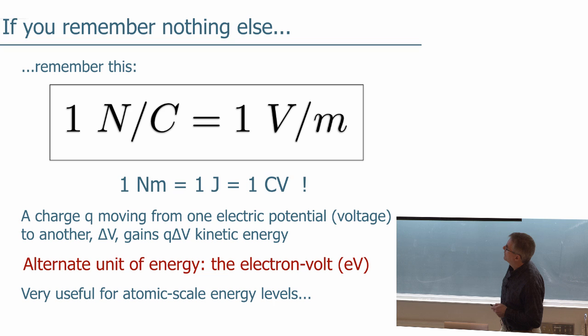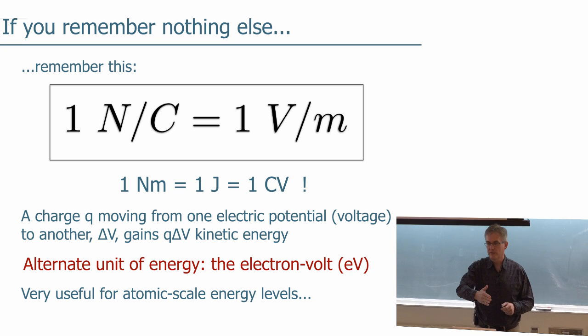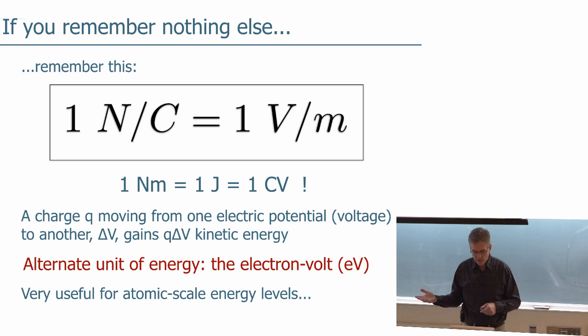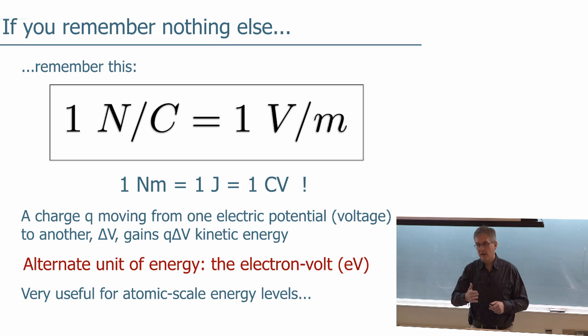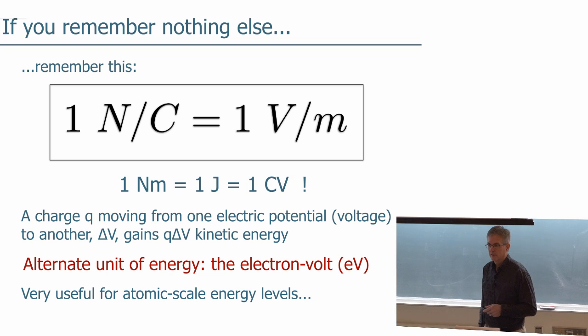Now, another way to say this is that if you have a charge Q and it goes from one potential V to 0, let's say, as we did on the previous slide, it gains in kinetic energy Q times that potential difference, Q times delta V. That's pretty easy. So dealing with the energy things in electricity and magnetism is fairly easy because you just take the charge times the voltage and you get the energy.